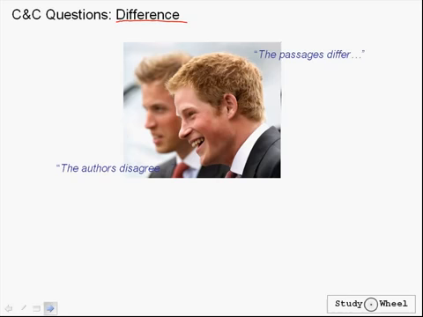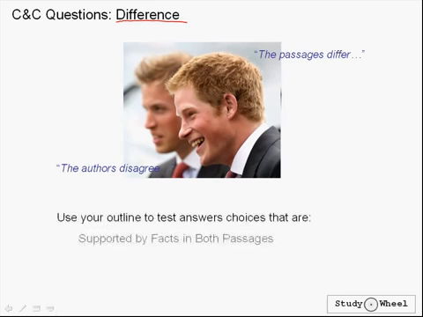And in this case, you want to follow a very similar strategy to what you've done with the similarity questions. So you want to use your outline to test the answer choices that are supported by facts in both passages. And that's a really important thing, is that you oftentimes don't want to infer very much with these, but instead you want to just focus on the facts that are supplied in the passage, and based on those facts, what is the difference between the two?